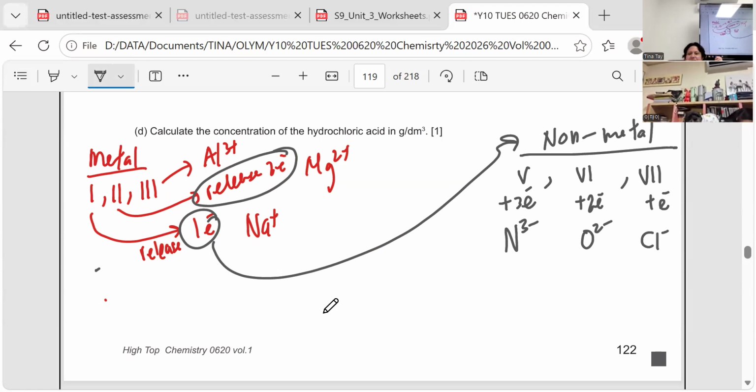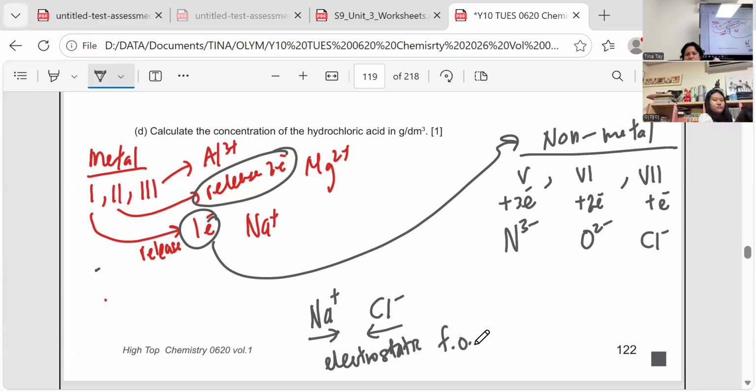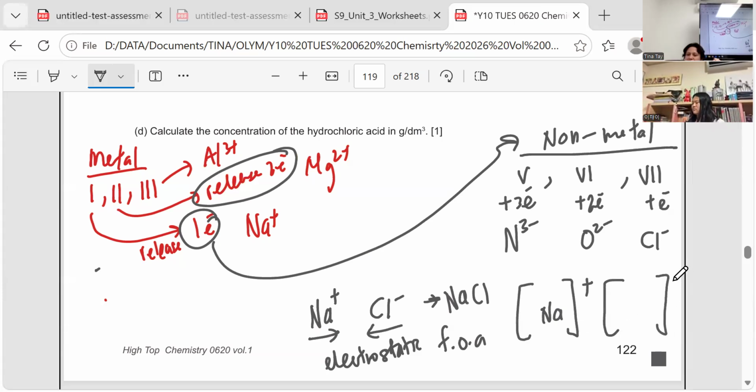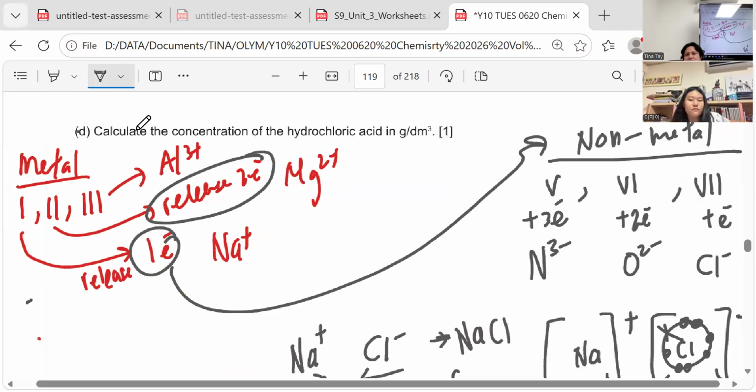Remember? And then the sodium ion and the chloride ion are attracted to each other by electrostatic forces of attraction, and they become the ionic compound NaCl. So the Na will look like this, and the Cl negative will look like this. The outer shell, 1, 2, 3, 4, 5, 6, 7, 8. Do you remember now?